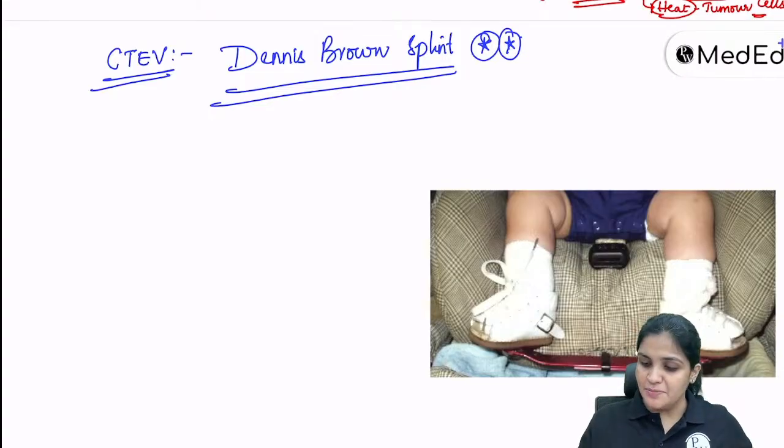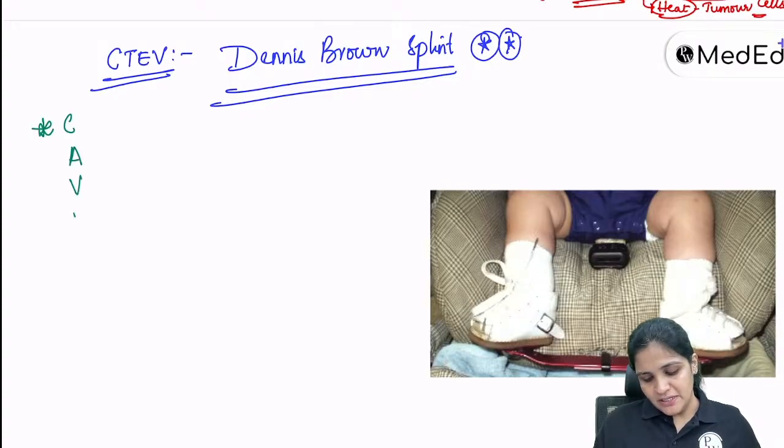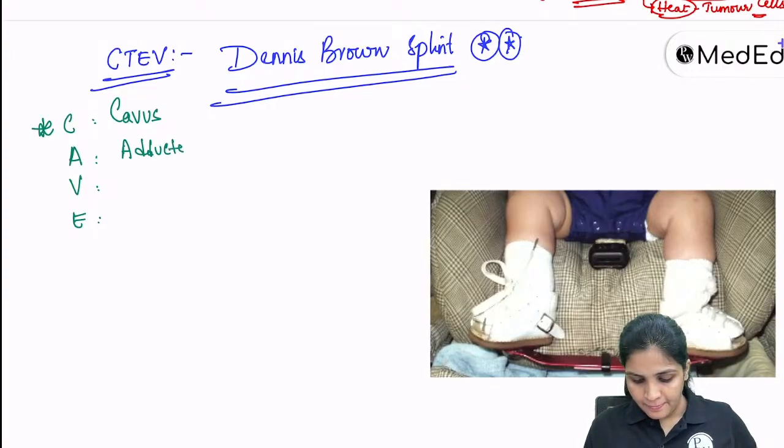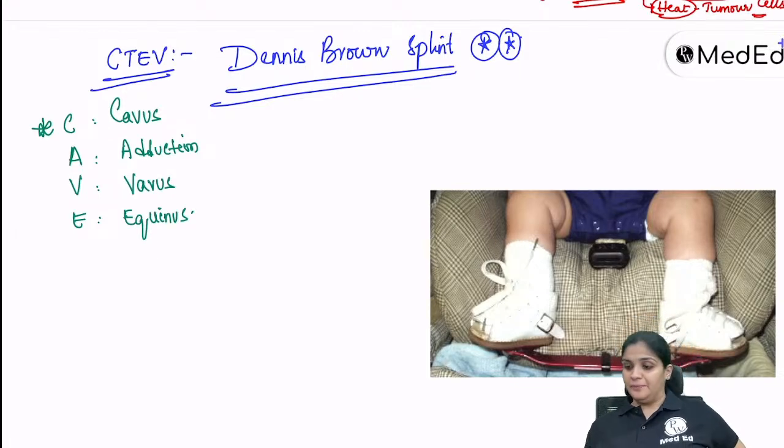So what is this Dennis Brown splint? Now we have to talk about CTEV. What is CTEV? Congenital talipes equinovarus. And what are the deformities? The deformities are cavus, adductus, varus, equinus, right? So these are all the deformities which we see, right?